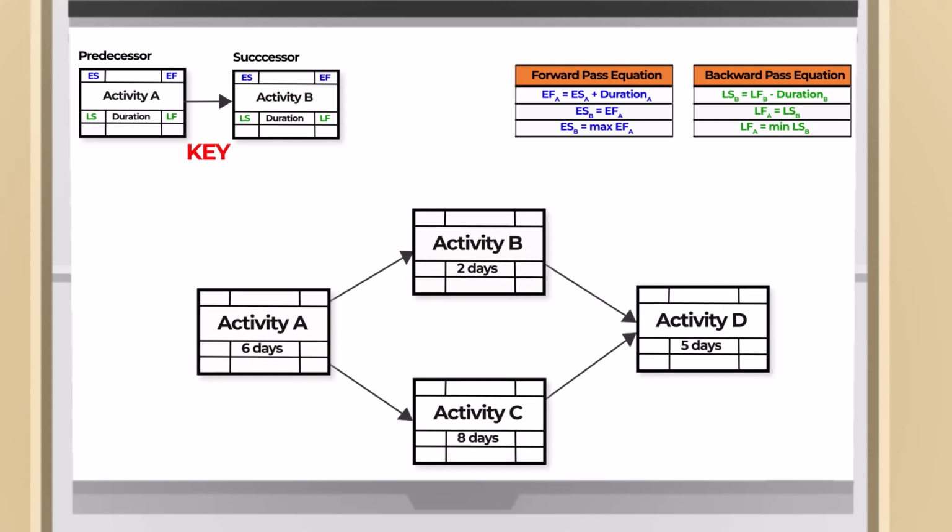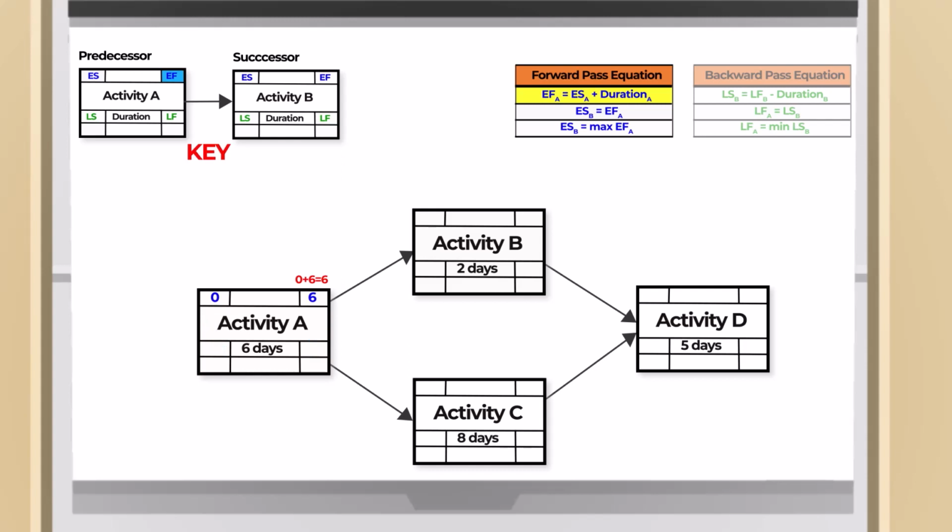Activity A is the initial activity where we'll begin the forward pass calculations of the project. Let's set the early start equal to 0. For activity A, we have a 6 day duration, so 0 plus 6 equals 6 for the early finish of activity A.